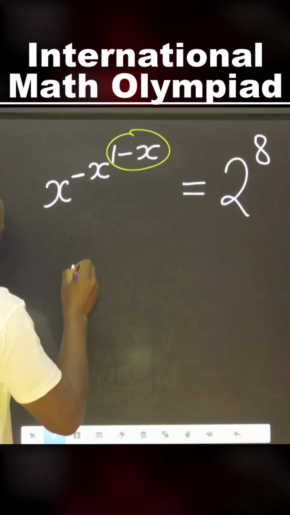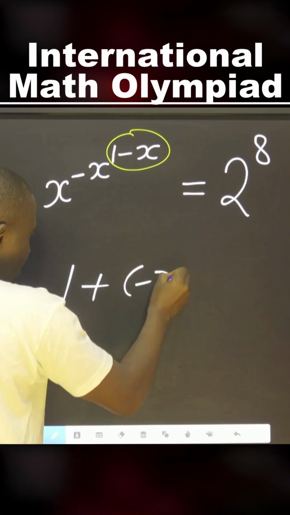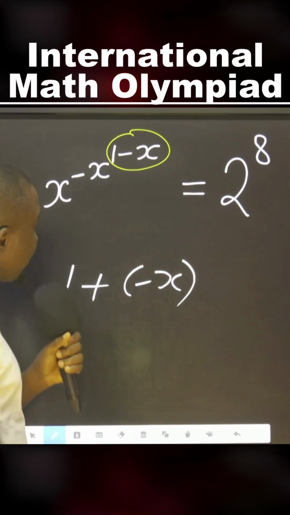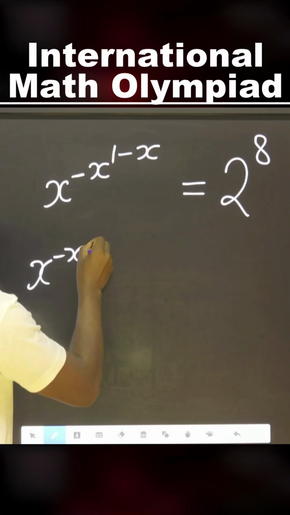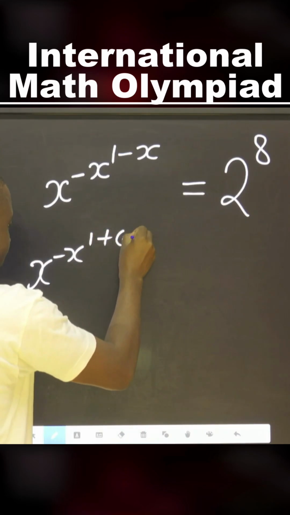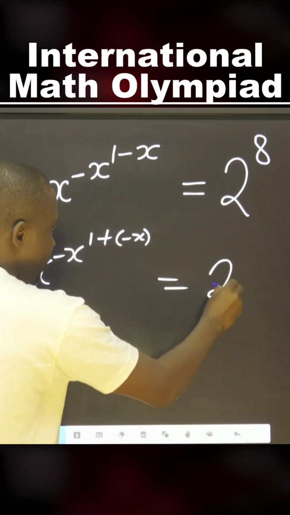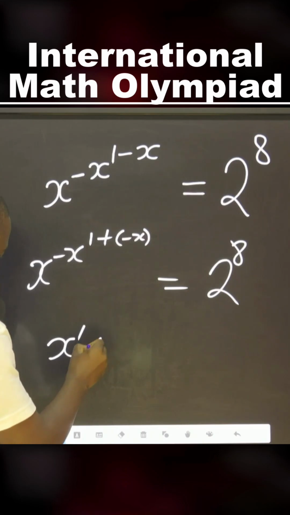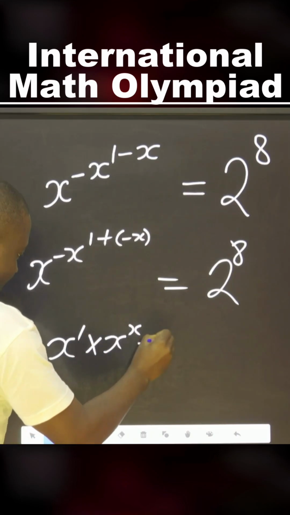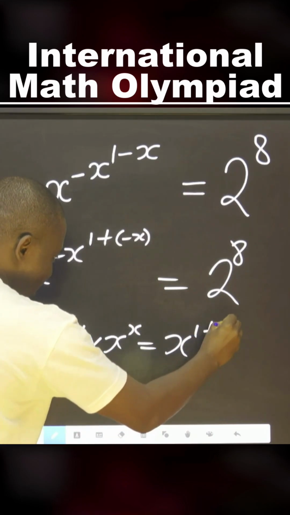This can also be written as this. You agree? So therefore, I am going to come to this place now to say this: 1 plus x equals 2 raised to power 8. What is the meaning of this? This one means x times 1 plus x.